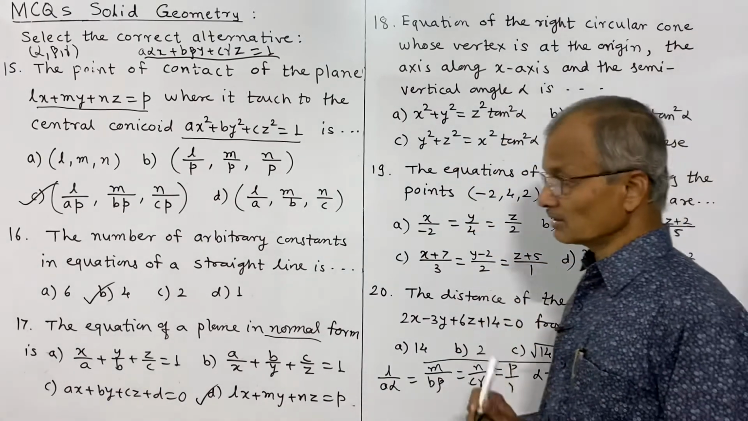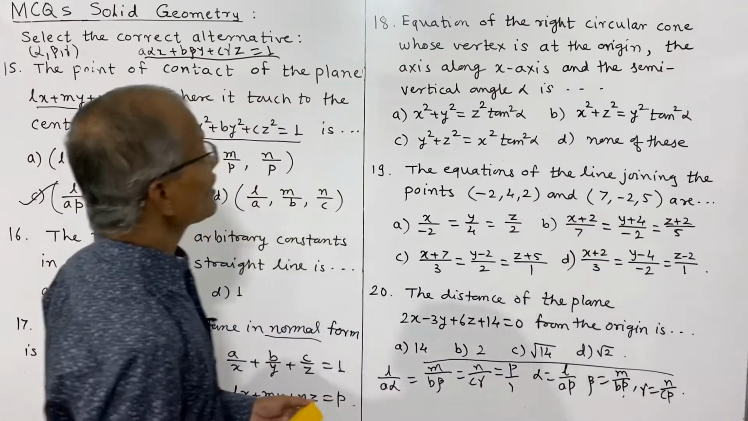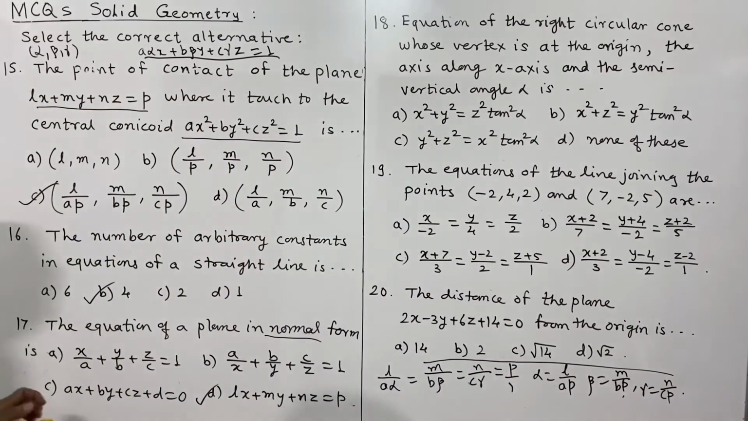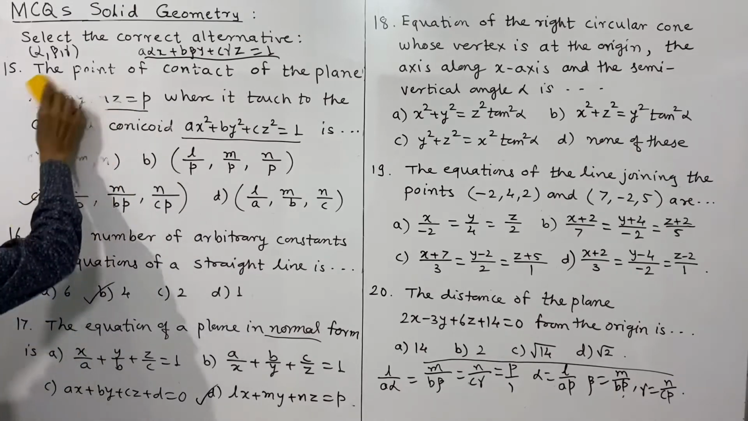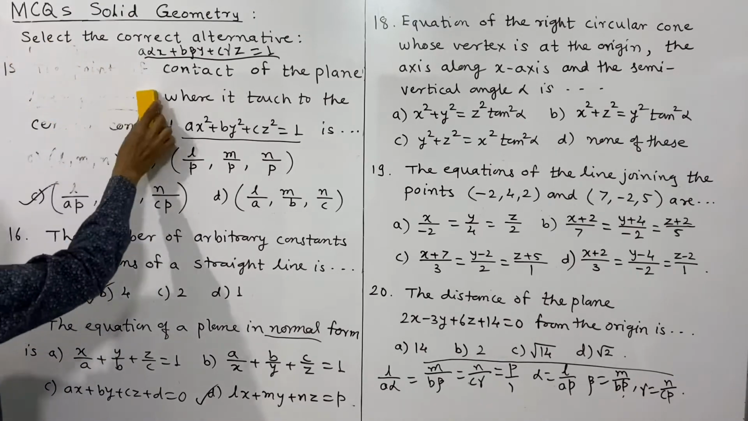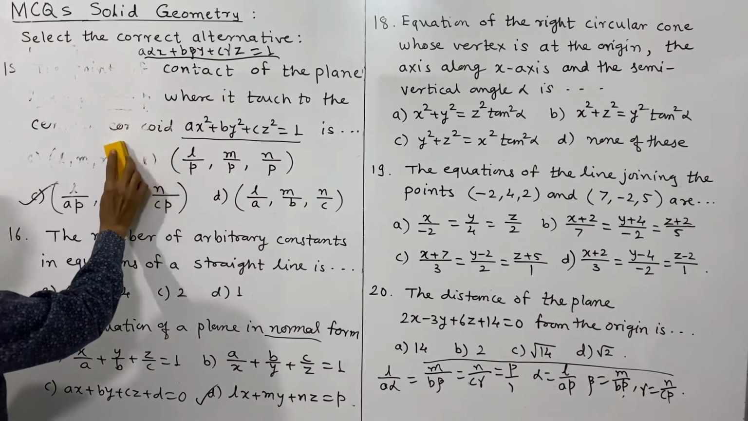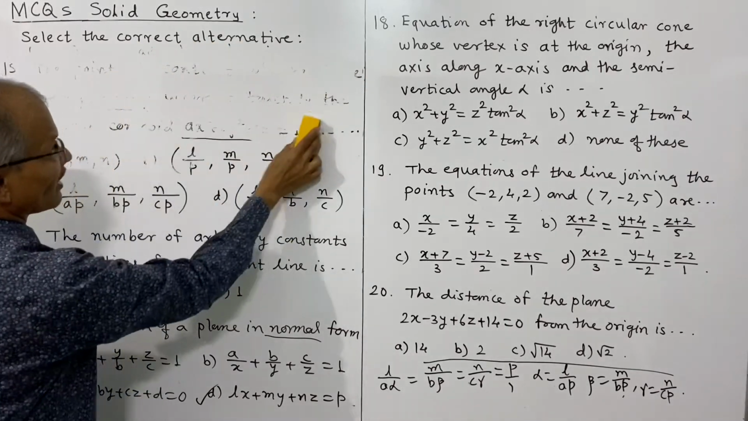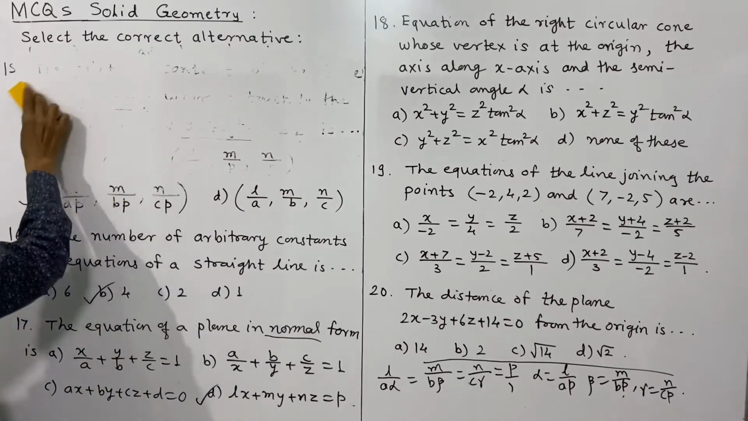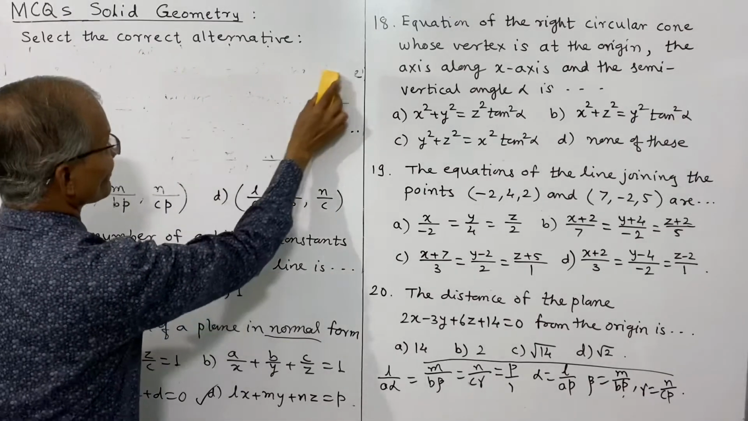The next question is: the equation of the right circular cone whose vertex is at the origin, and whose axis is along the x-axis, and the semi-vertical angle is alpha, is what type of equation?